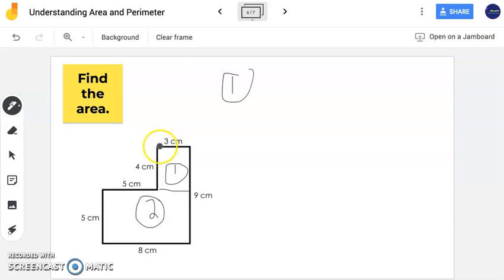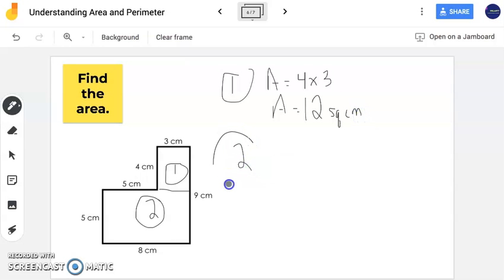And I notice here I have a width of 3 and a length of 4. So to find the area, I'm going to do 4 times 3. Which that's telling me that now my area is 12 square centimeters. Now I'm going to do the same thing to rectangle 2.